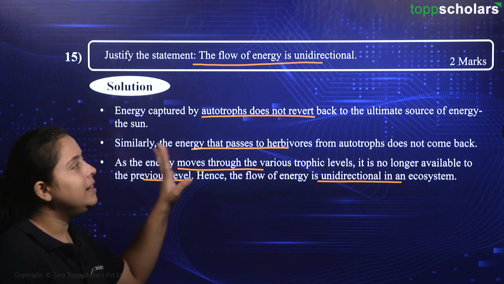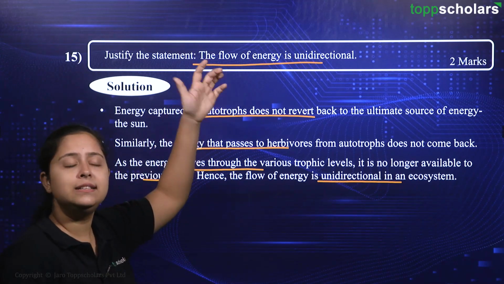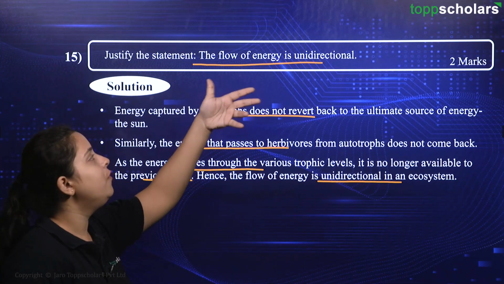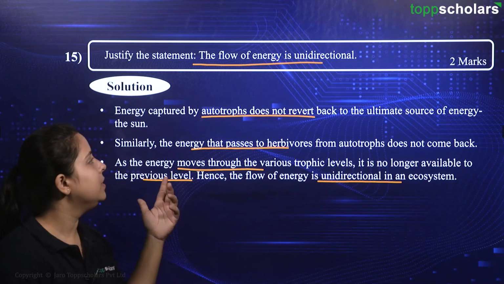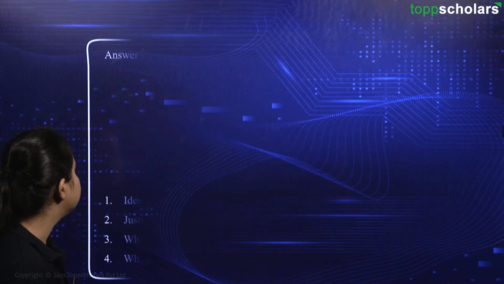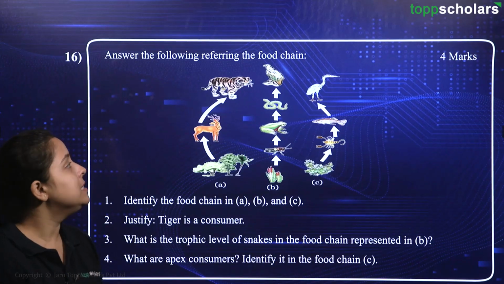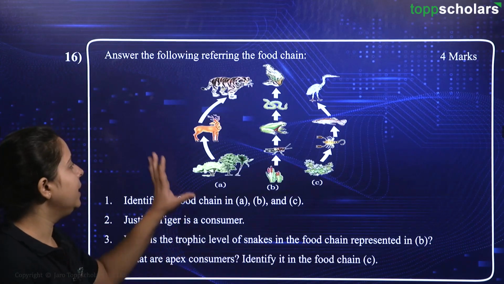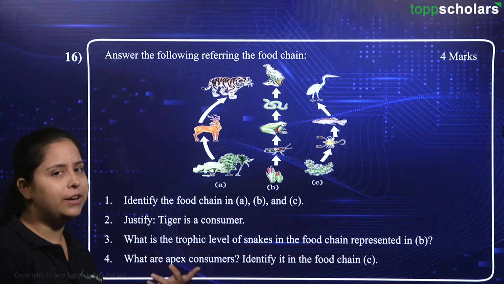Alright. You should understand this sentence as well, friends. This is very important, that the flow of energy is unidirectional. This is good to go for 2 marks. Now here friends, we are asked a question for 4 marks. Again an image based question, so we will try to answer it.